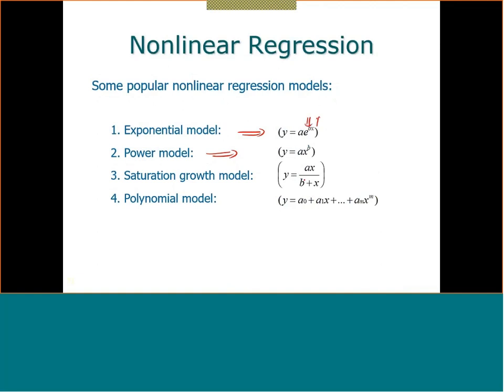But where the a and the b are is the difference here. Except for the polynomial, where we have multiple: a0, a1, a2, a3. So we have too many variables depending on the degree of the polynomial. Is it a first degree polynomial? It is like a linear model. Second degree, you will have plus a2x squared and so on and so forth.